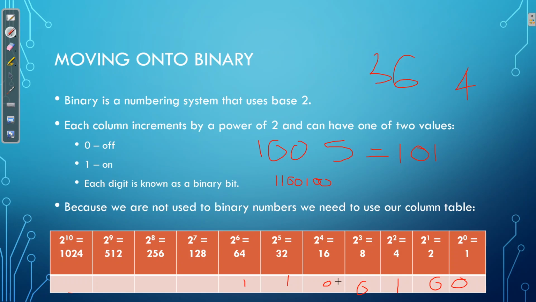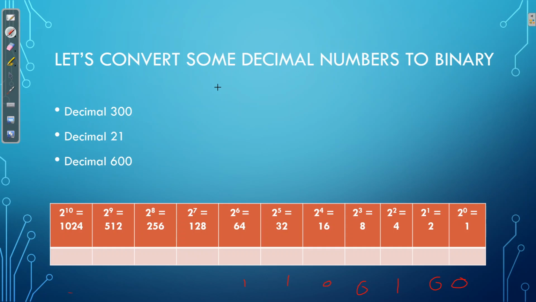Does 16 fit into 4? No it doesn't. Does 8? Does 4 fit into 4? Then yes it does. Okay, so as you can see, converting from decimal to binary is very, very simple. We just draw out our column table, and then we just put a 1 next to the numbers we need, and put a 0 next to the numbers that we don't need. So just going through some more examples very quickly.